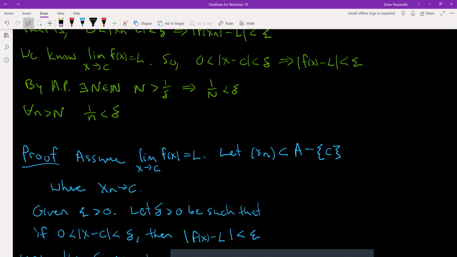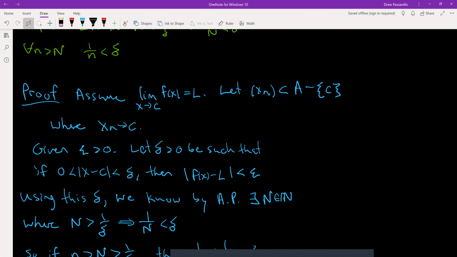Given epsilon, because we're going to use the fact that we have the limit of f(x) as x approaches c equals L, so given any arbitrary epsilon, let delta be such that if 0 is less than the absolute value of x minus c, which is less than delta, then the absolute value of f(x) minus L is less than epsilon, just using our assumption. Using this same delta, we know by the Archimedean principle there exists a natural number capital N such that N is bigger than 1 over delta.